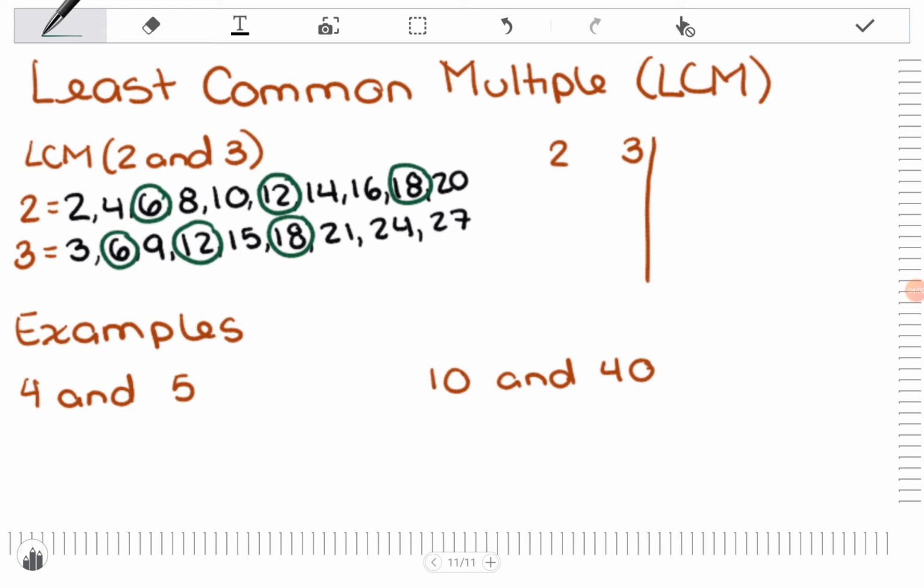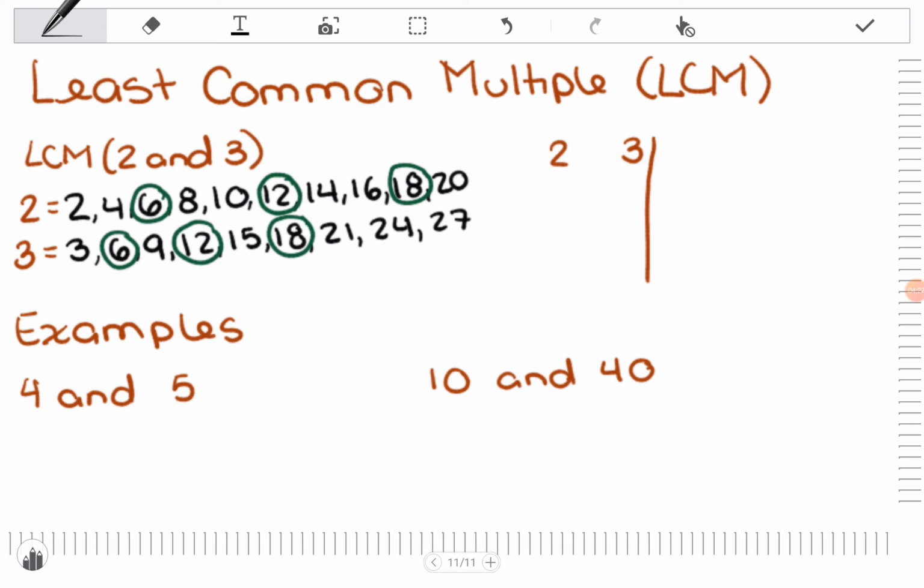It doesn't matter if you have 2. It's okay if you only did it until 12 and you found 2. Why? Because now we have the multiples, we have the common multiples, and now we have to find the least common multiple, the smallest common multiple. We have 3 common multiples: 6, 12, and 18. Which one is the smallest one? The 6, right? So we already know the answer.